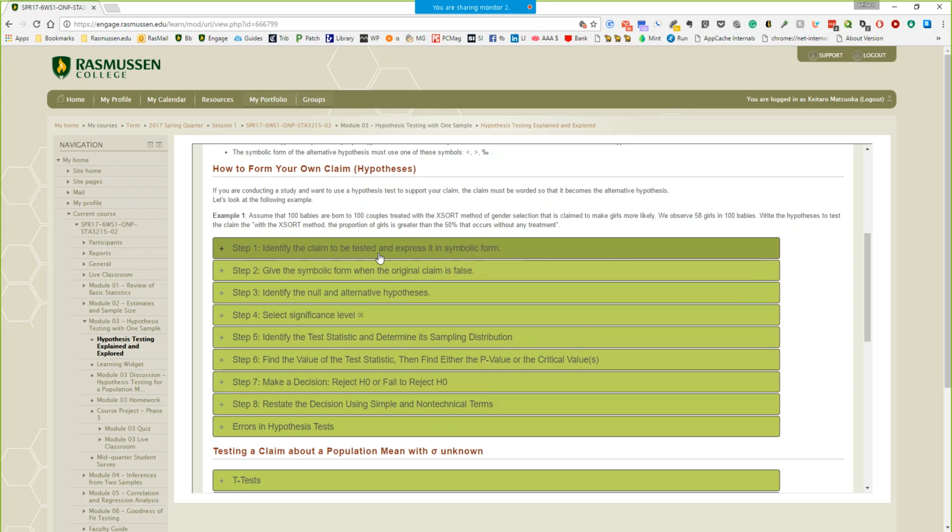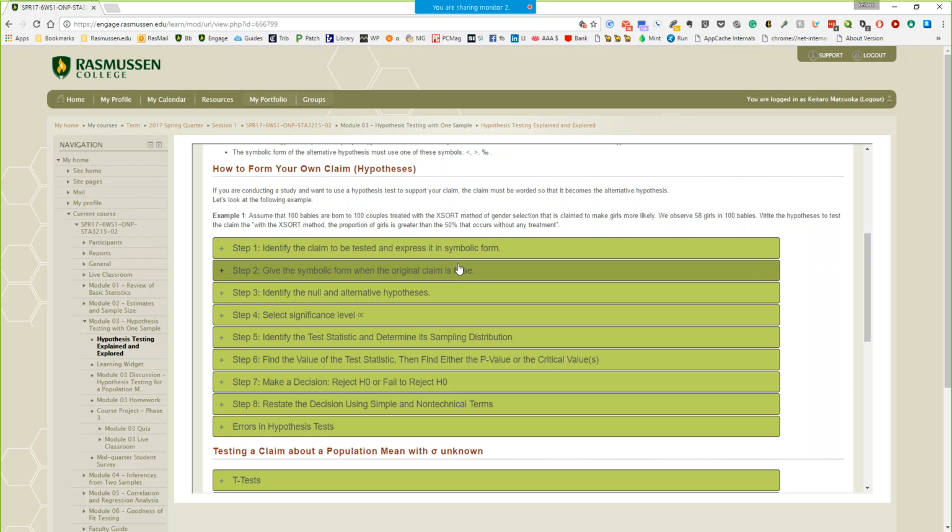There are a lot of things to do and a lot of things behind the scenes, but my goal here is for you to understand each step so you can get to making the decision and then stating the claim or making a conclusion out of that. So the first thing is you identify the claim to be tested and give the expression in symbolic form, which I'll cover in just a little bit.